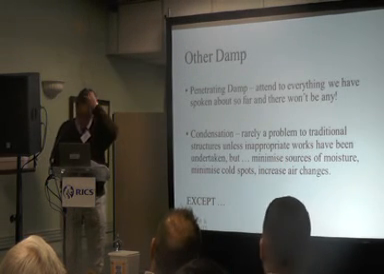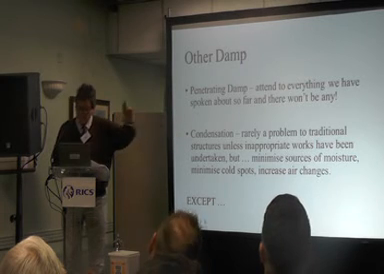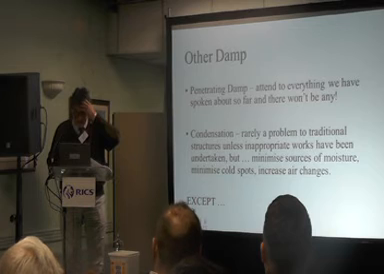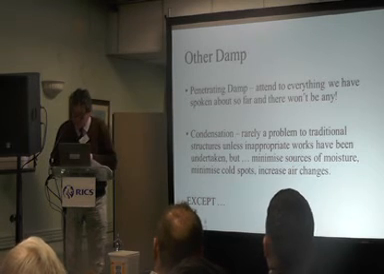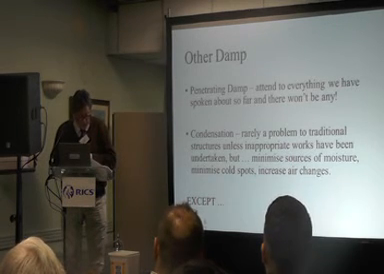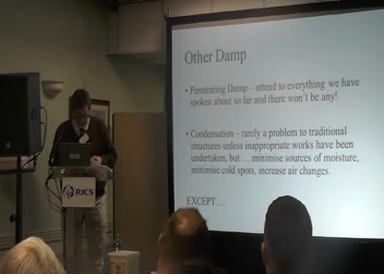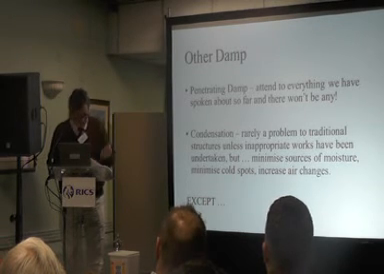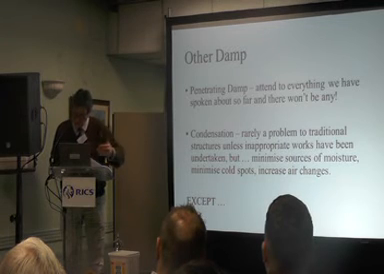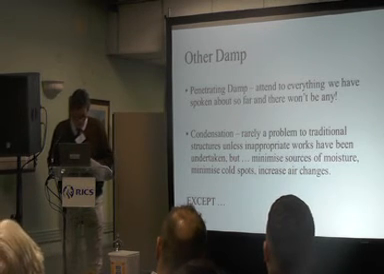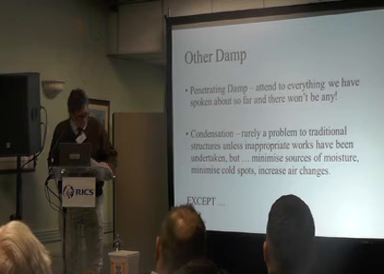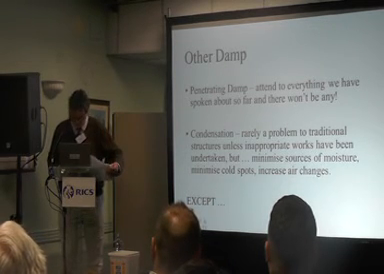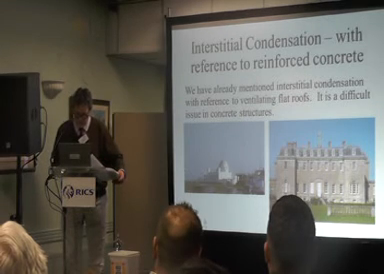Other penetrating damp. If you've done everything so far in this talk, you won't have penetrating damp, so we don't need to worry too much about that. Condensation. Condensation is really rarely a problem in traditional structures unless inappropriate works have been undertaken. But when you find it, minimise sources of moisture, minimise cold spots, and increase the number of air changes, and then you won't have condensation anymore. You might not be very cosy, but you won't have condensation anymore. Now that's except interstitial condensation, which is a really unique and difficult problem.